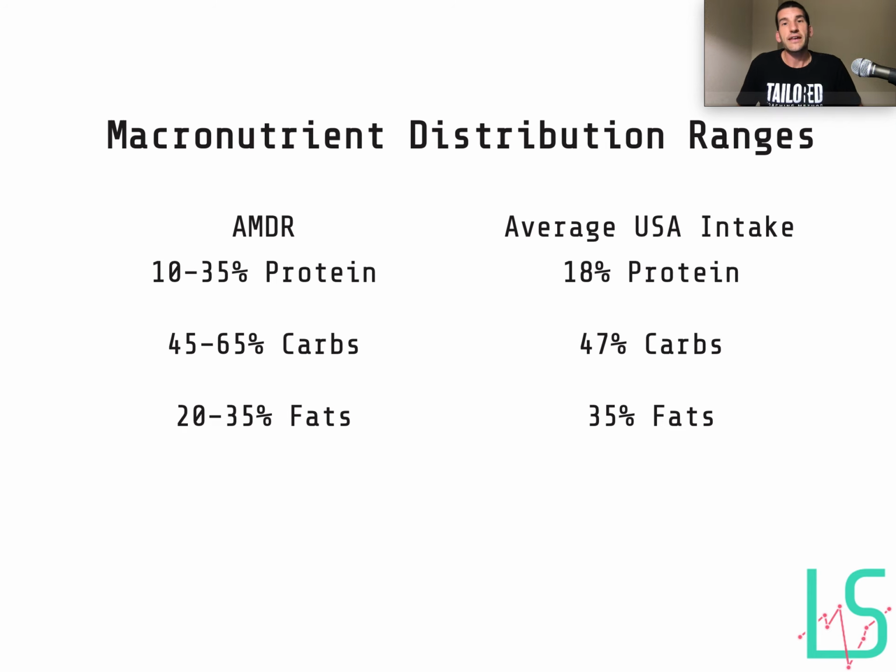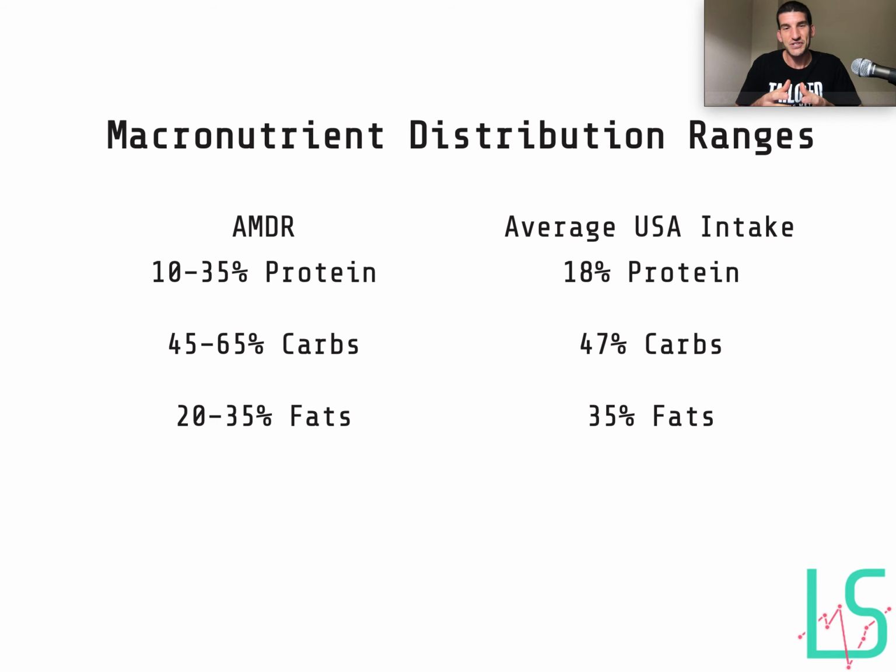Now, when we look at percentages, a lot of people like to look at percentages for calories: what percentage of protein, what percentage of carbs, what percentage of fat. We have the acceptable macronutrient distribution ranges. Those are the USA ranges right there on the left: 10 to 35% protein, 45 to 65% carbs, and 20 to 35% fats.